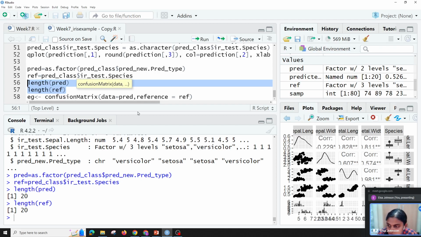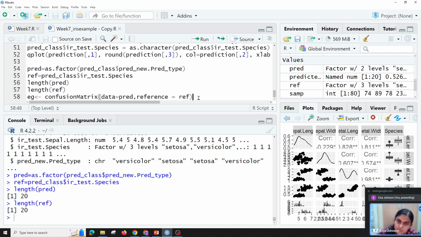If the length is also different, there will be a problem, an error coming up. So then I am just giving... The confusion matrix usually needs the data value, which is the prediction that we are making, as well as the reference. So it's given like pred, and the reference is given like ref.